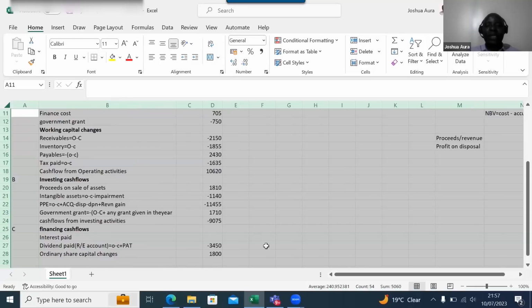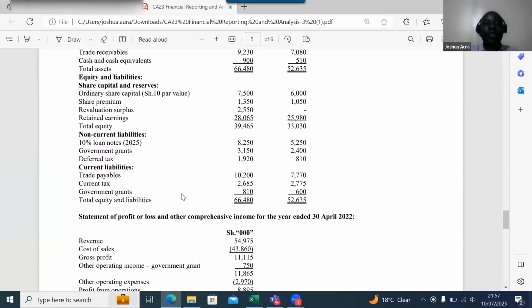So the tax paid, is there somebody who can give, no tax, but interest paid? Interest paid is how much? Also go to the other liabilities. Other liabilities, I've adjusted for government grants and deferred tax. I have trade payables already taken care of, everything taken care of, other than the 10% loan notes. In the financing, I always take care of all the liabilities and the equities.